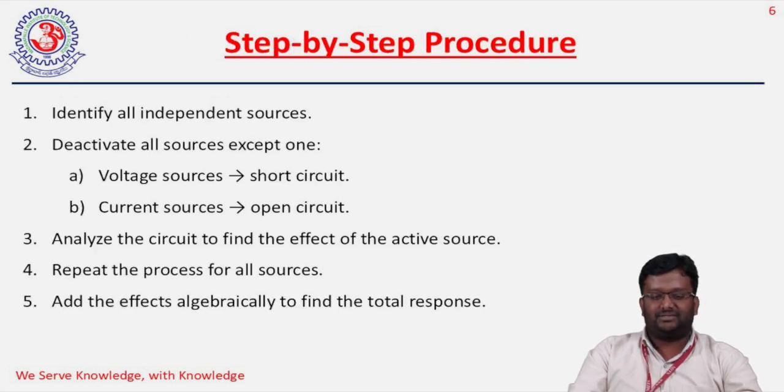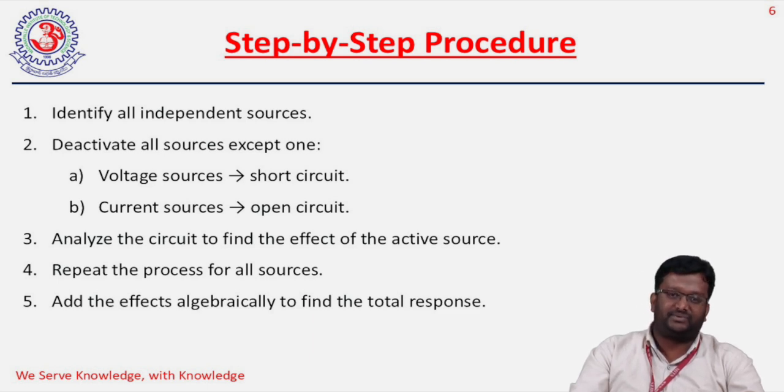Next we are going to see the step by step procedure to calculate the resultant current through any element in a complex DC circuit network. The first step: we need to identify all the independent sources. How many sources are there? Based on that, we need to select the particular source which is going to be active in that circuit, to analyze the current flowing through the particular element due to that source.